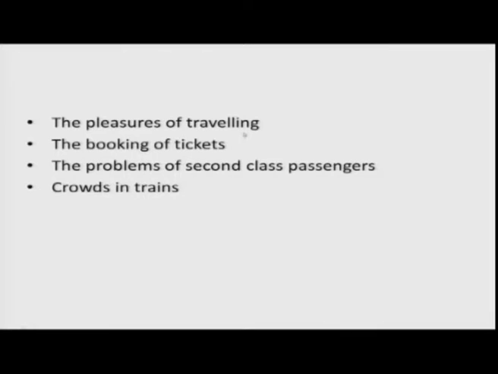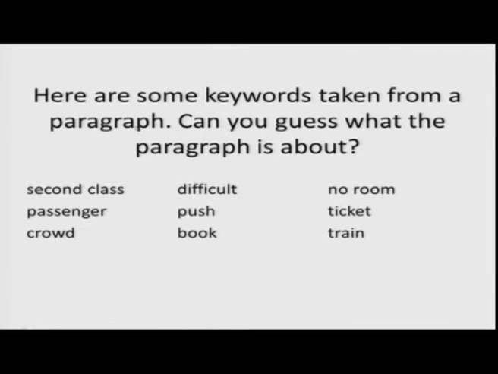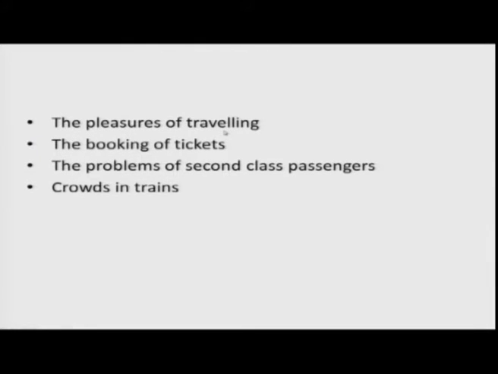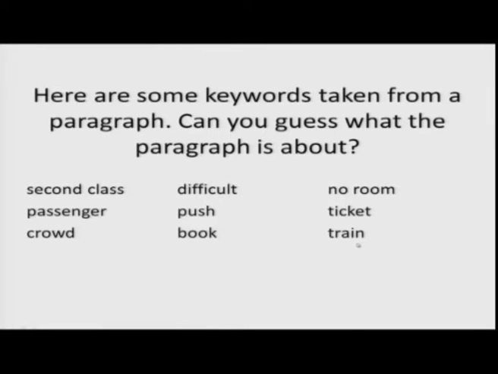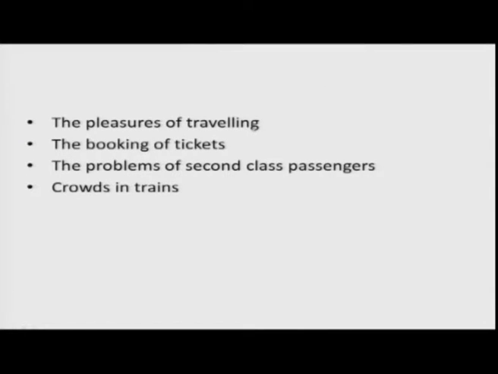Now, let us come back to the first one. Is it about the pleasures of traveling? So, let us go back to our list. Do you anywhere here find pleasure? We do not find. Traveling? Yes, there is a mentioning of train and passenger. So, traveling is there, but the list of keywords does not include this word, the pleasures.